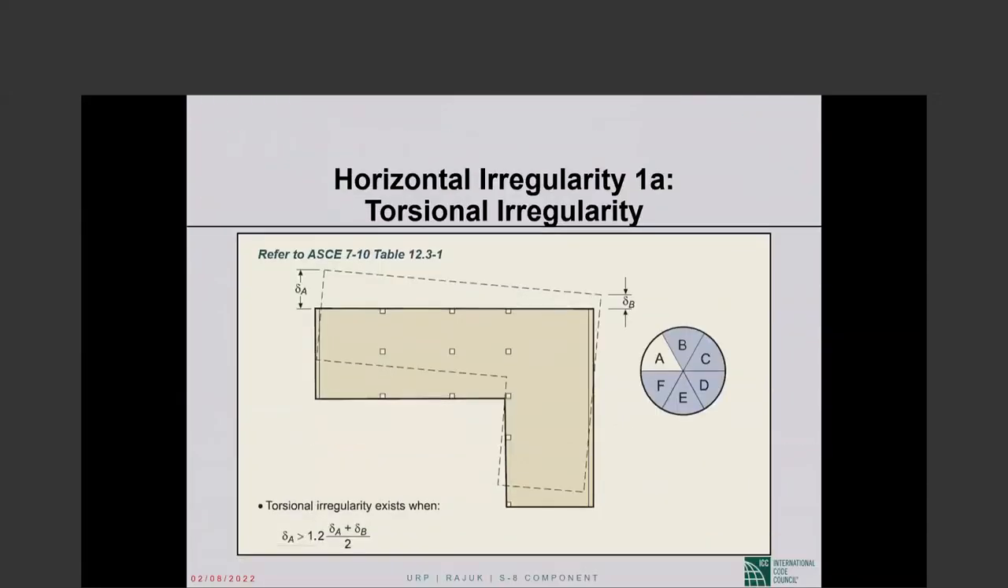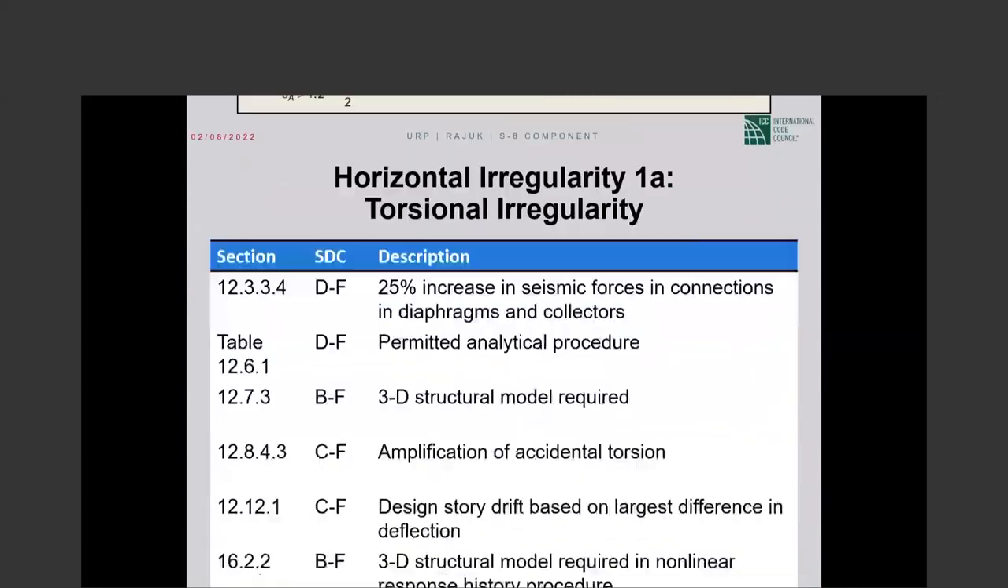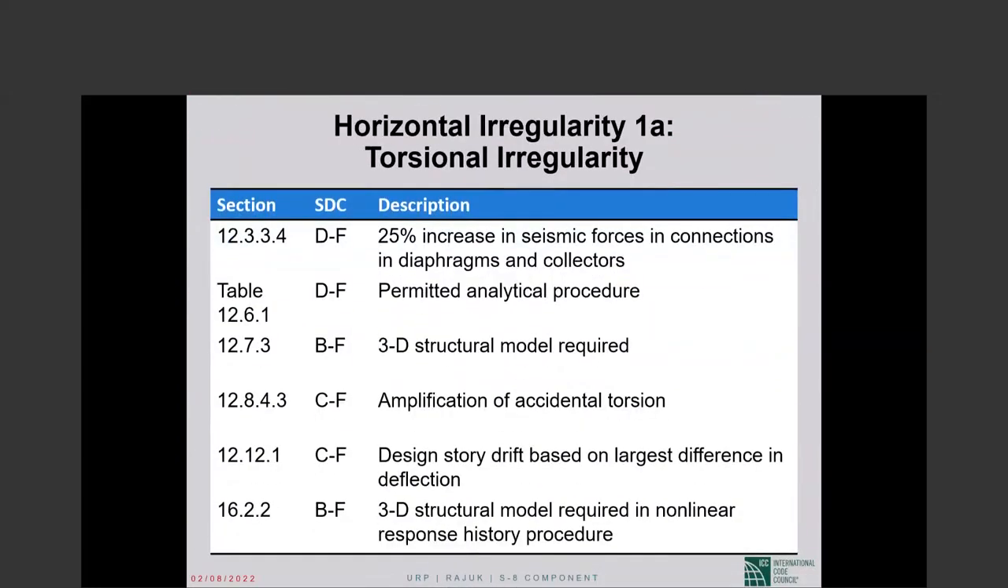Same thing for the L-shaped building, the same idea. Delta A is now the maximum, and the average is delta A plus delta B divided by 2. If this is true, then we have type 1A irregularity as shown in this picture. If we have 1A irregularity, then those are the provisions of ACI 7 that get triggered. We have to abide by all of those requirements.